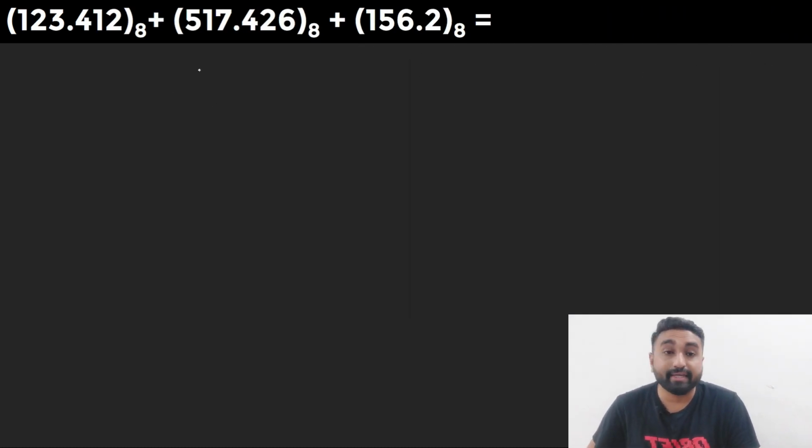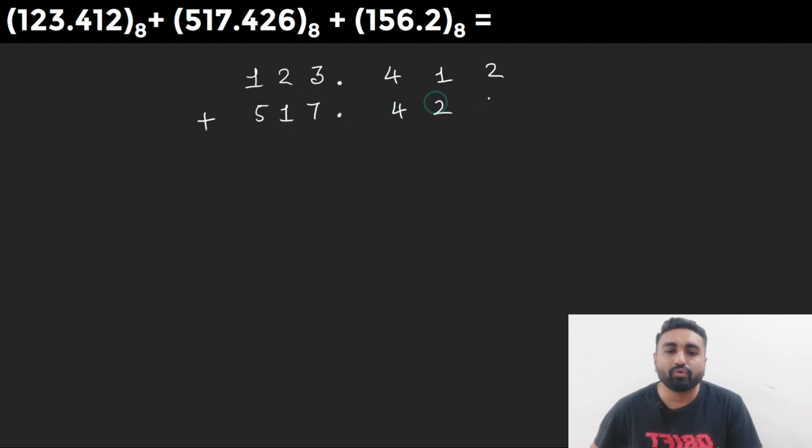Here we are taking rational numbers. 3 rational numbers we have. The first number that we are having is 123.412. With that we are adding the second number 517.426, and with that we are adding the next number, that is 156.2. So we can write down 00 over there.